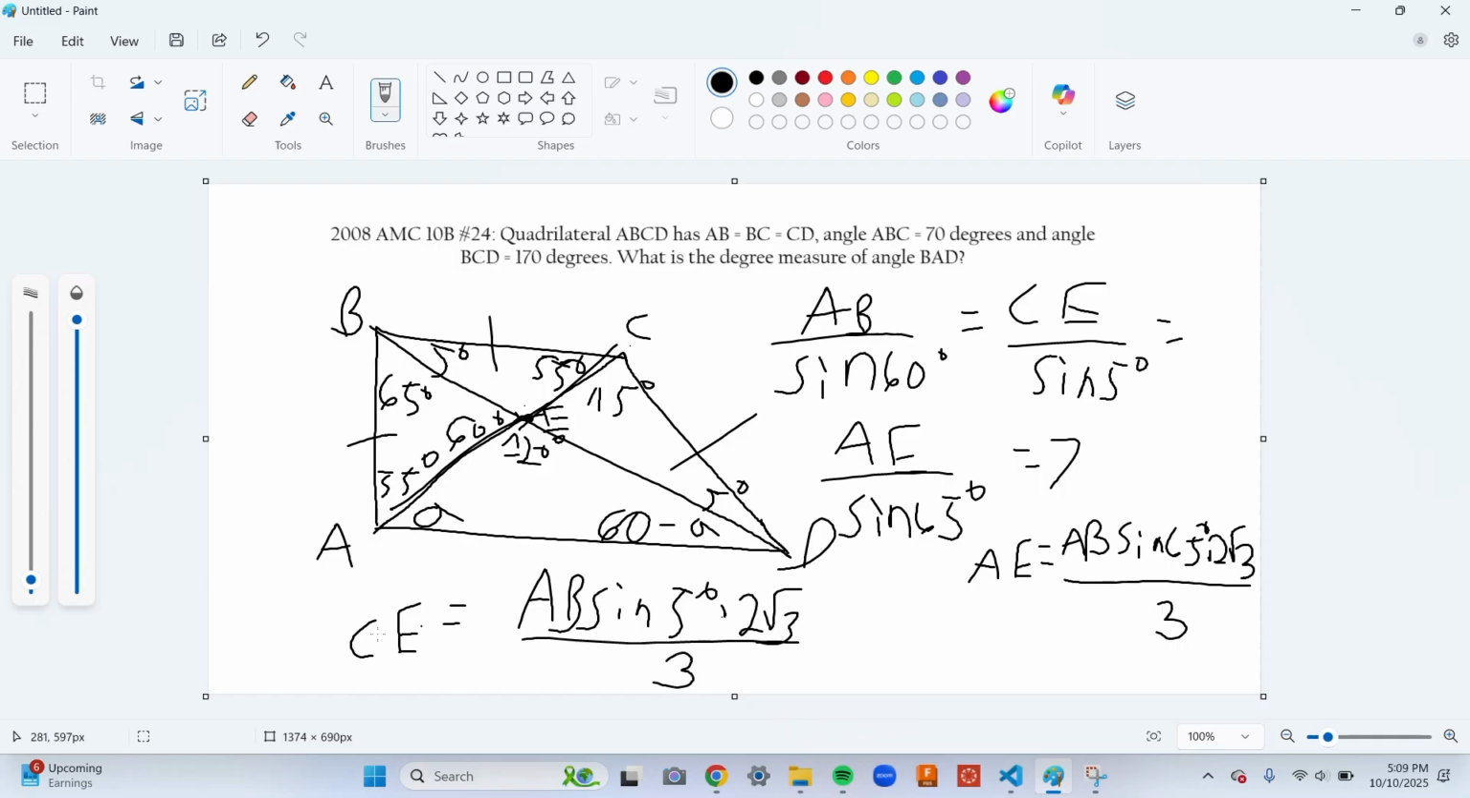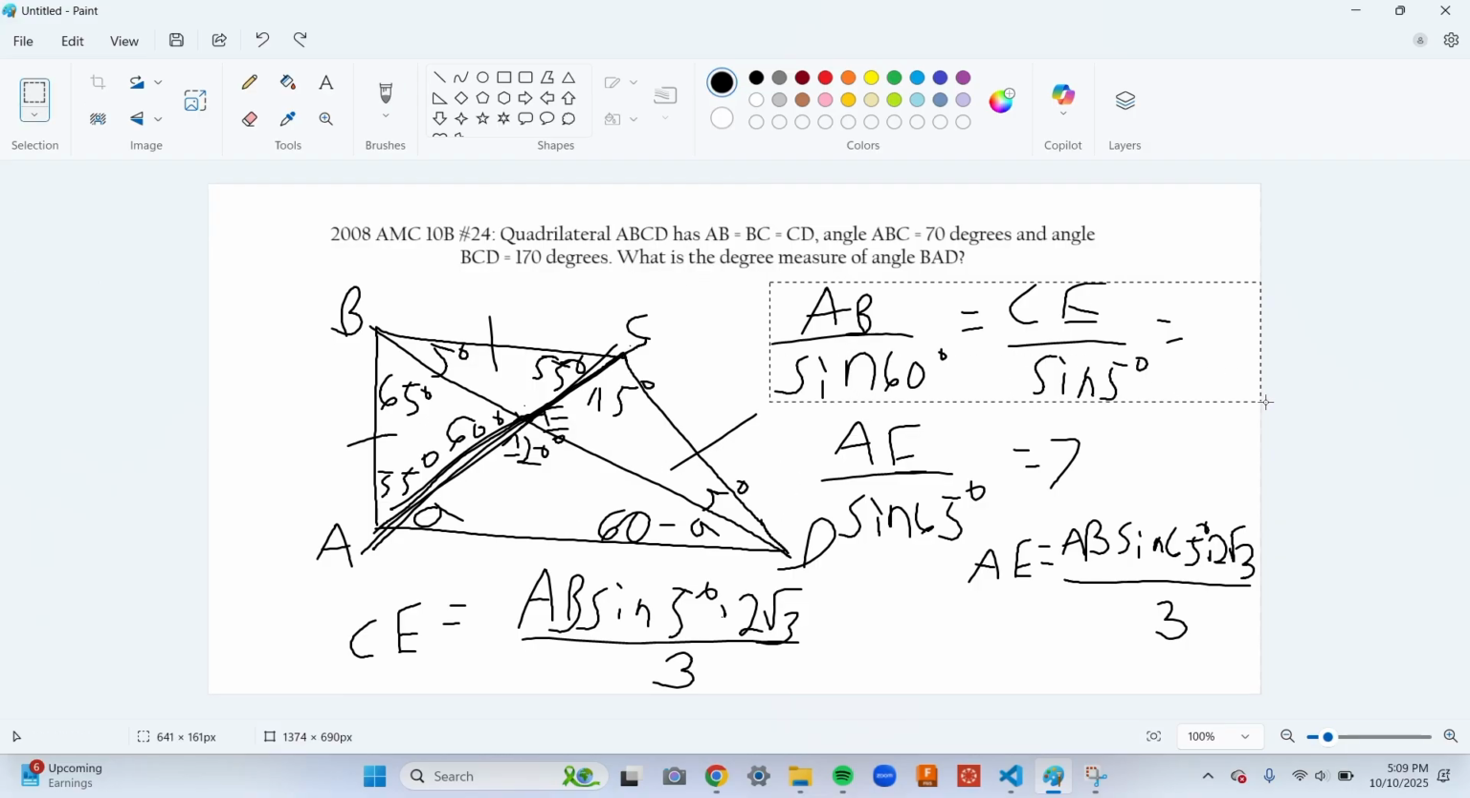Okay, so now if we add up AE and CE, then we'll get this side length here AC. And then once we have that side length AC, what we can essentially say is that AB over sine of alpha is going to be equal to AC over sine of 65 minus alpha. So let's write that out now. So let's get rid of all of this first. Make some room.